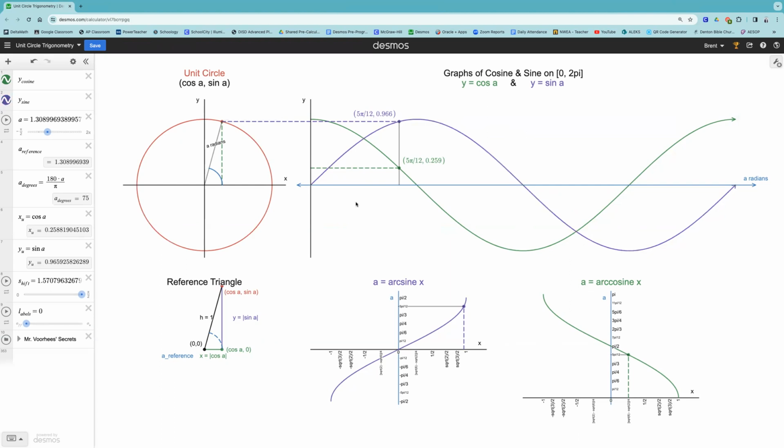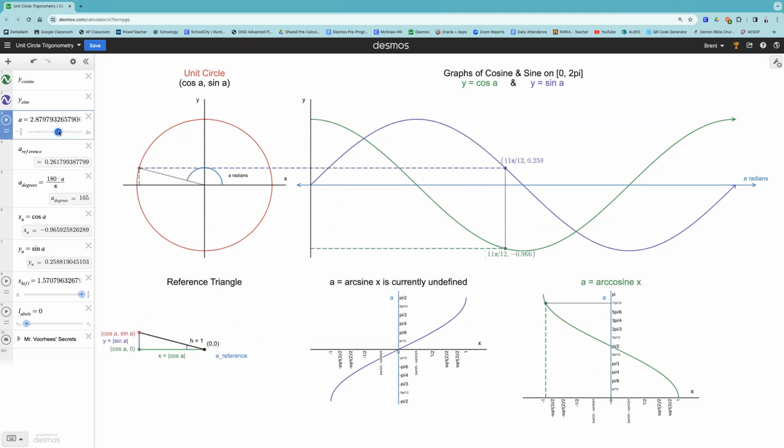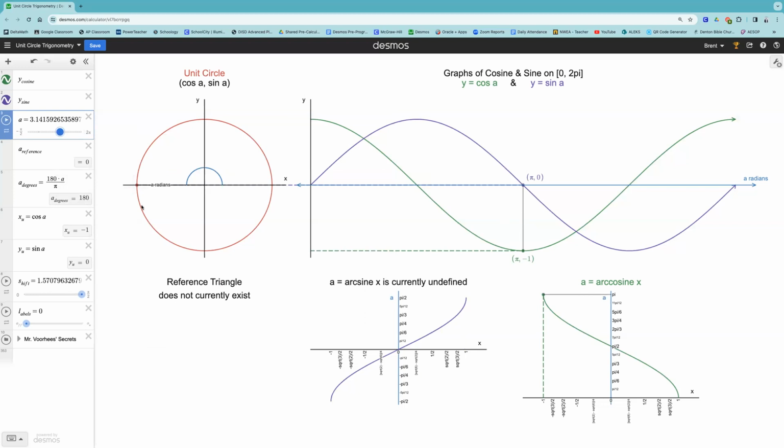Now, this says it's 5 pi over 12 on the x-axis, which means this angle would be 5 pi over 12. If I move around here, I'm going to just pick another spot, an angle you know. At the angle of pi, tell me about the y value at pi. It's 0. Notice the sine graph over here is 0. But at pi, what's the x value? The horizontal displacement on the unit circle? -1. So what's the graph at on cosine? -1. Do you see how they work together?